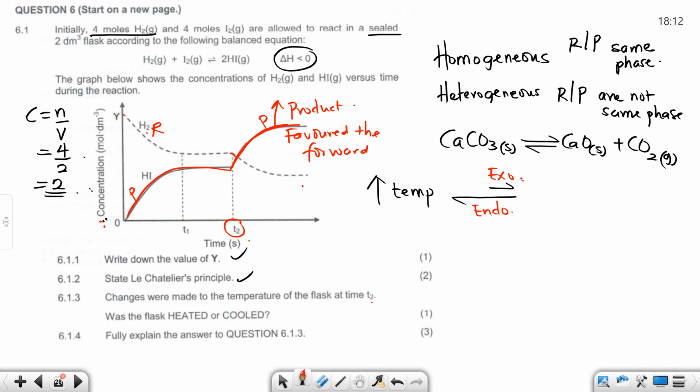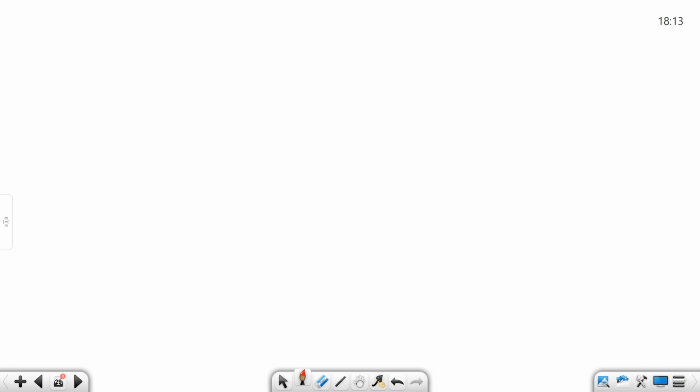How do we favor exo? We decrease temperature. Because increase in temperature will favor what? Endo. To decrease, when we decrease temperature, we favor what? Okay, this is cooled, right? Cooled. There's something important that people don't realize here. To favor the exo, what do we do? Decrease what? Temperature.